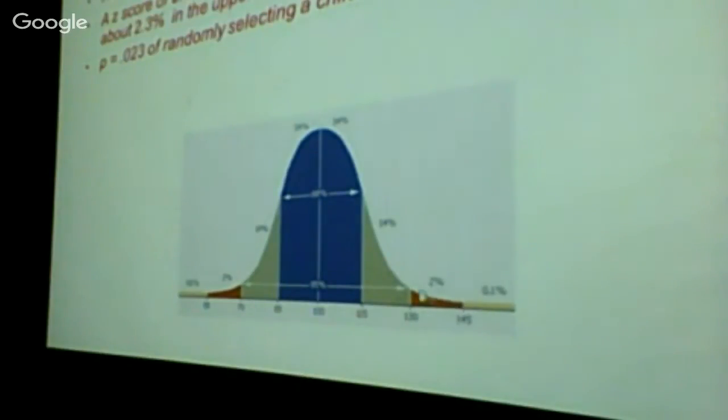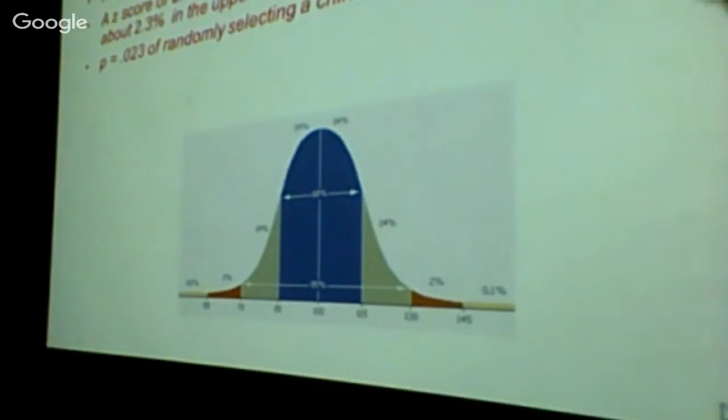So 2% of the upper end. Great. So that means that this person of 130 is doing better than about 97.7% of everybody else. But there are 2.3% of people who are better than that person. Okay. So because it's 2.3, we say there's a probability of 0.023 of randomly selecting a child with an IQ that's higher.